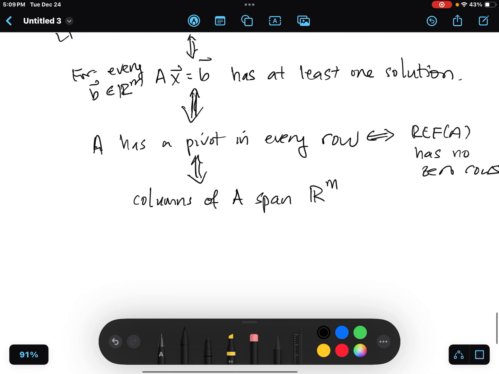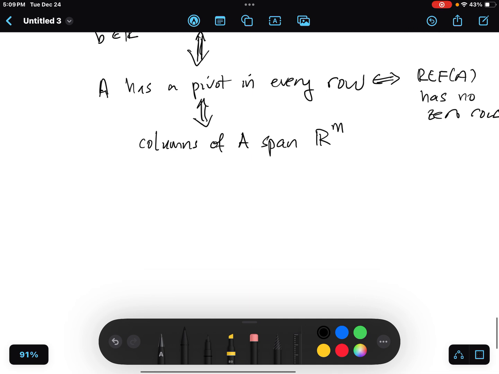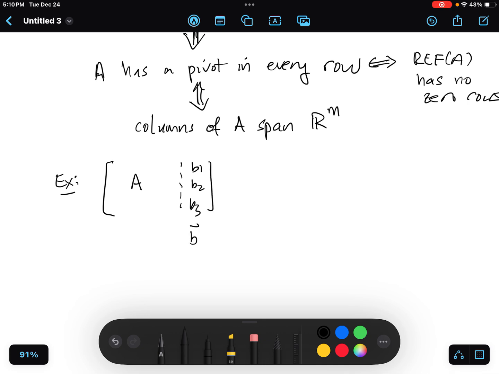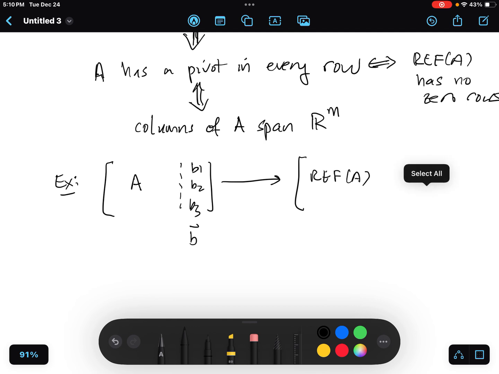Okay, let's just review this fact. Why is it true that AX equals B always having a solution means that A has a pivot in every row? Because, so let's say that you have some matrix A, and just imagine you augment it. Let's just do an example. So let's say that the vector B is an element of R3. Now let's say that when you row reduce this matrix to echelon form, there's a row of zeros at the bottom.